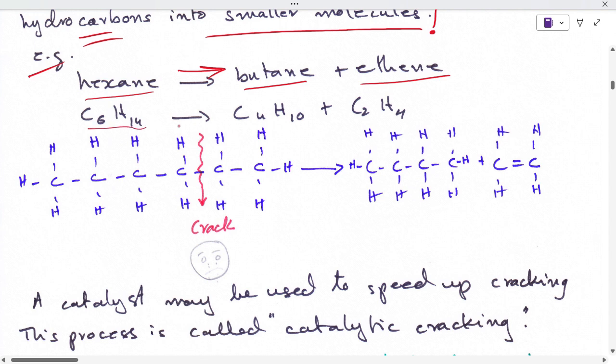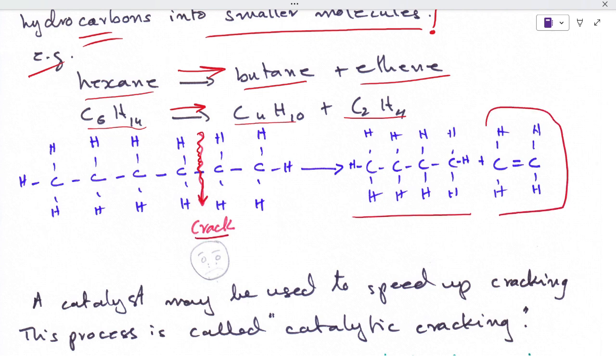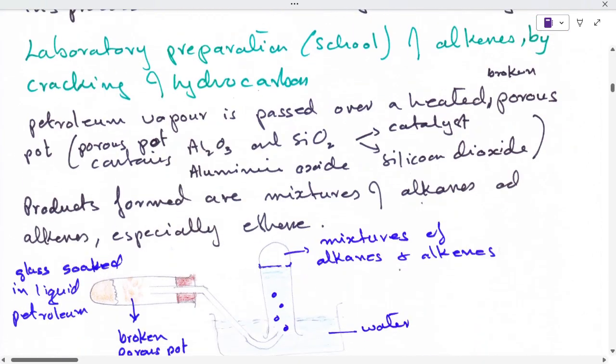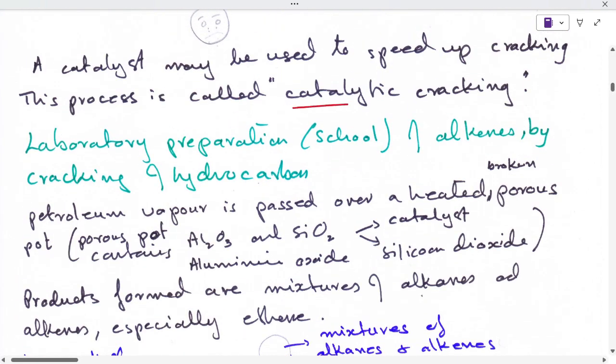C6H14 forms C4H10 plus C2H4, and then I have drawn its full structural formula, and in this, after two carbon atoms there is a crack and it has broken down into two molecules. You can see that when a larger alkane is broken down, it breaks down into smaller alkanes and alkenes, sometimes also hydrogen. A catalyst may be used to speed up cracking. This process is called catalytic cracking.